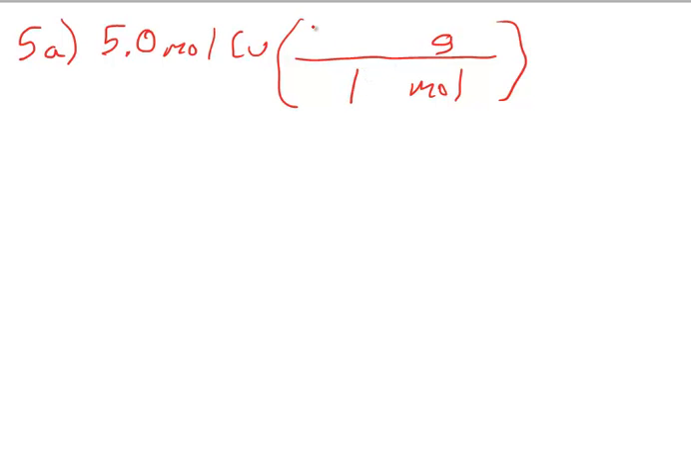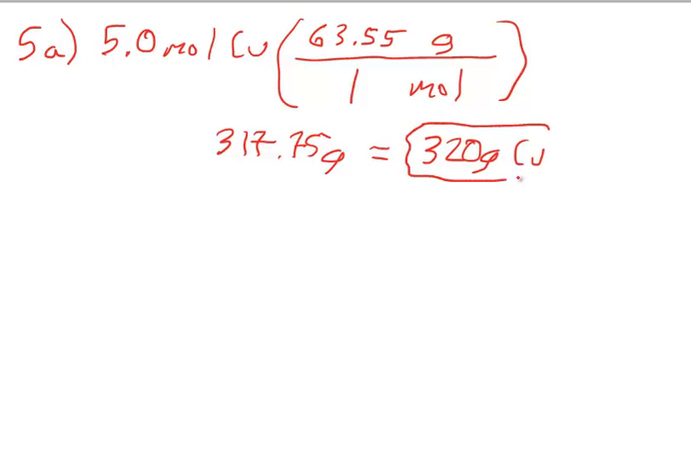So 1 mole of copper is 63.55 grams. We find that from the periodic table. We multiply 5 by 63.55, divide by 1. Our answer comes out so that we have 317.75 grams. We round that to 2 significant figures, so 320 grams of copper.